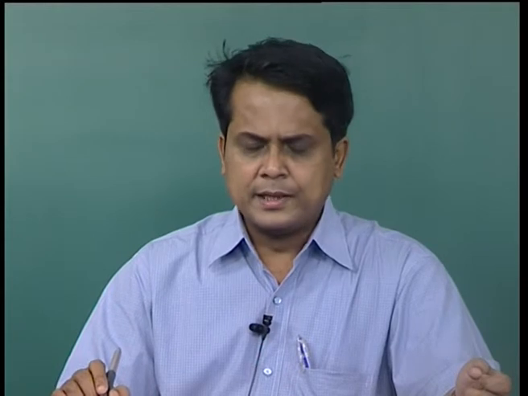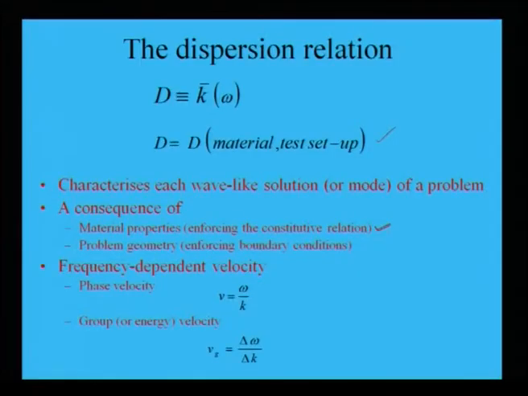Then problem geometry, that means you have to enforce the boundary conditions at the bottom and at the top, maybe at the side. Then frequency dependent velocity, you see these are all the dispersion relations. Phase velocity, if it is varying with the phase, what is the phase velocity? This phase velocity will be v is equal to omega by k, or group velocity delta omega by delta k. So, this is your dispersion relation.